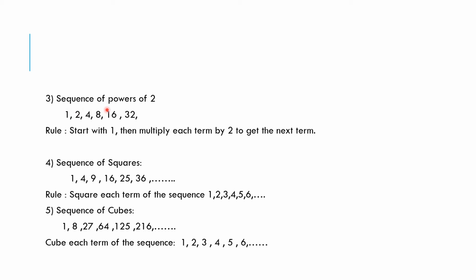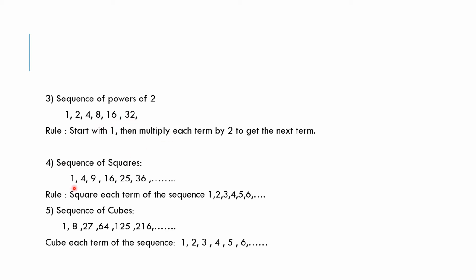Sequence of powers of 2: 1, 2, 4, 8, 16, 32. Start with 1, then multiply each term by 2 to get the next term. Like 1 times 2 is 2, 2 times 2 is 4, 4 times 2 is 8, 8 times 2 is 16, 16 times 2 is 32.